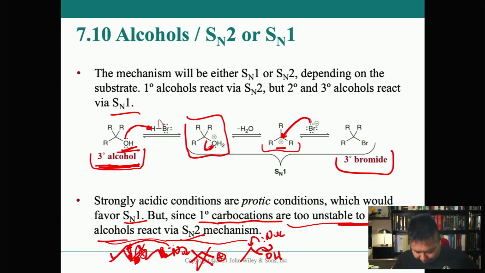So when you have a primary alcohol, it's always going to do SN2 with the nucleophile and the substrate. Whereas if it's a secondary or tertiary, the carbocations are stable enough that it can lose its leaving group, in this case alcohol, and still be stable enough to continue to react.